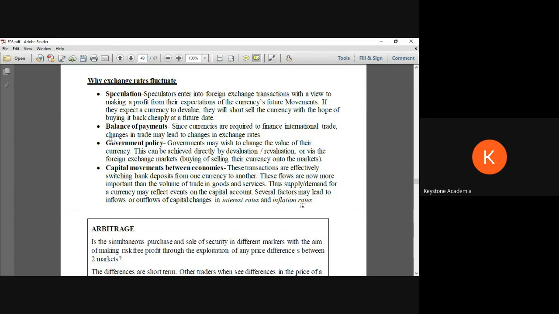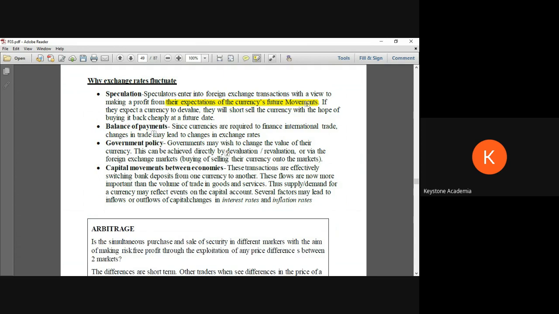Firstly, we'll understand why it fluctuates. One of the reasons is speculation. Speculators enter into foreign exchange transactions with a view to making a profit from their expectation. You must have heard a lot of people invest in these currency fluctuations also. They'll see some currencies going up, going down, and they just sell the currency. So ultimately it will affect the demand, which can also lead to fluctuation, no guarantee.